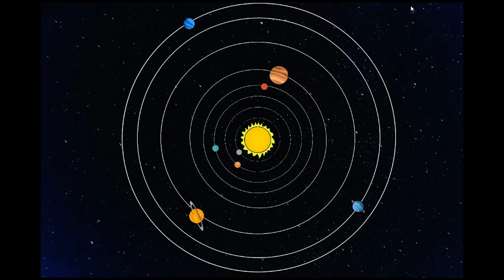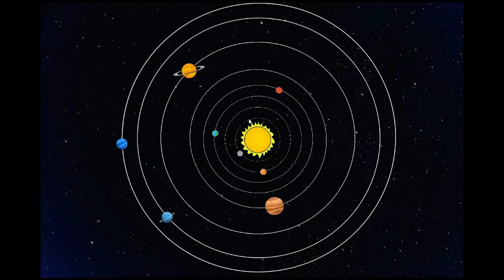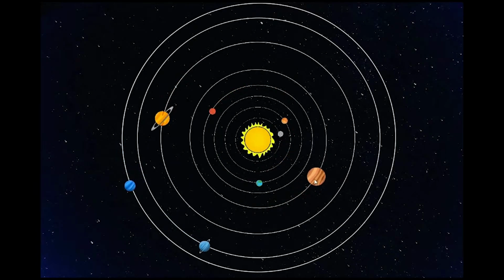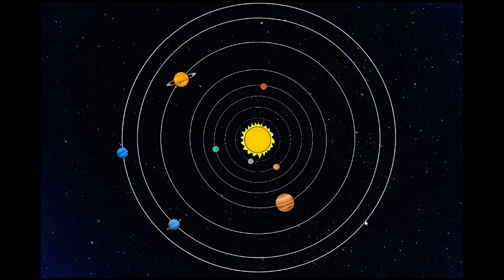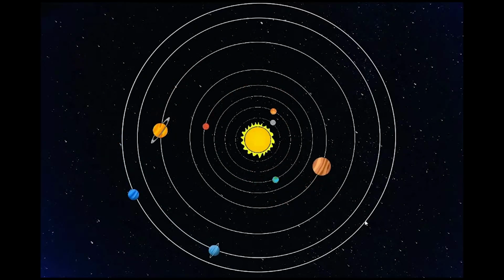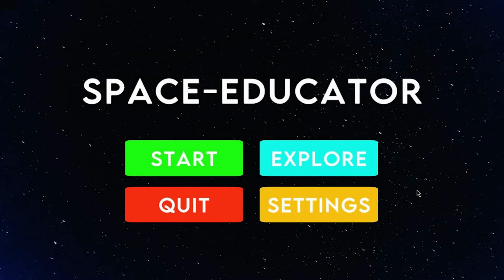For example, if you were to click on Earth, it'll give you different information about Earth. Another example we could take is if you click on Jupiter, it'll show you information about Jupiter. So in this way, kids can learn about our solar system by themselves at any time they want. Coming back to the main menu, this is where our other objective lies.